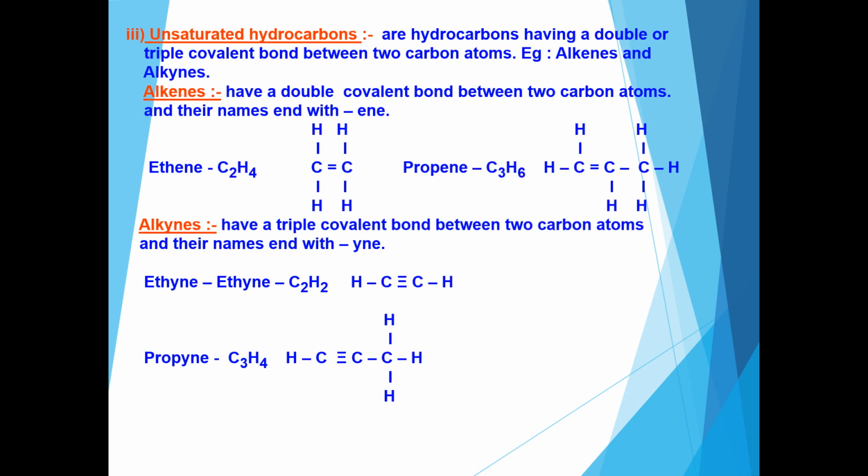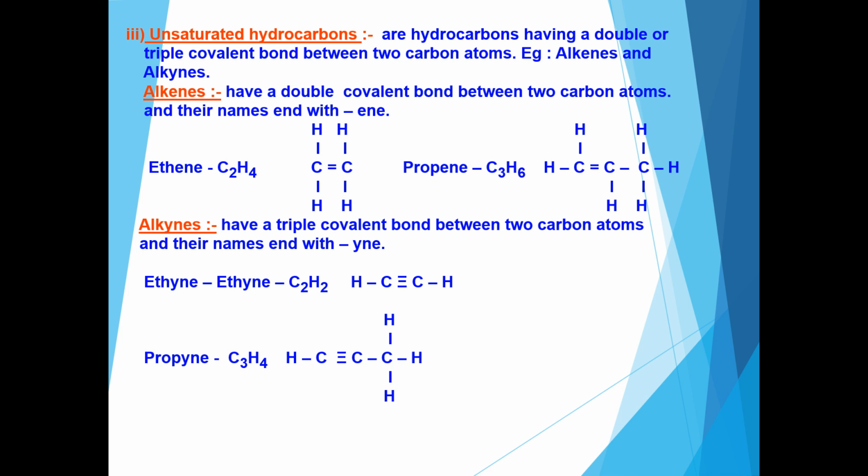Now what are unsaturated hydrocarbons? Unsaturated hydrocarbons have at least one carbon-carbon double bond or carbon-carbon triple bond. So we will study alkenes and alkynes. Alkenes are compounds that have a double covalent bond between two carbon atoms and their names end with "ene". For example, C2H4 is ethene, and C3H6 is propene. You can see the structure of ethene, there is a carbon-carbon double bond. In propene also, a carbon-carbon double bond.